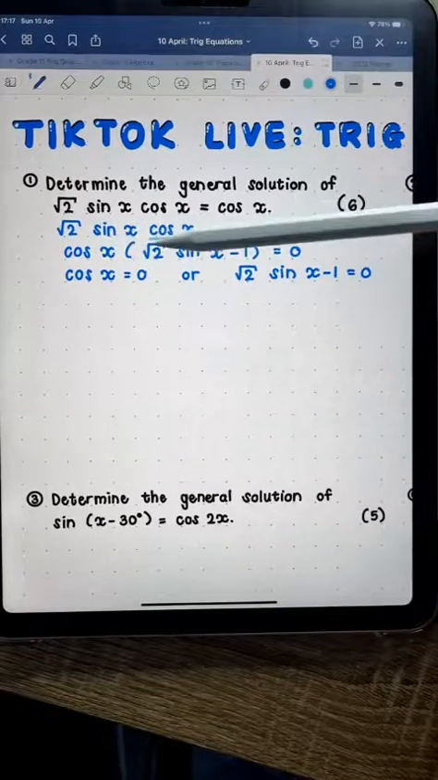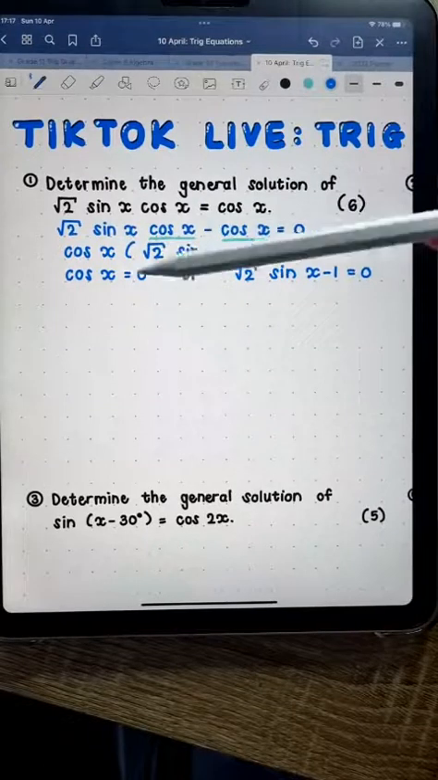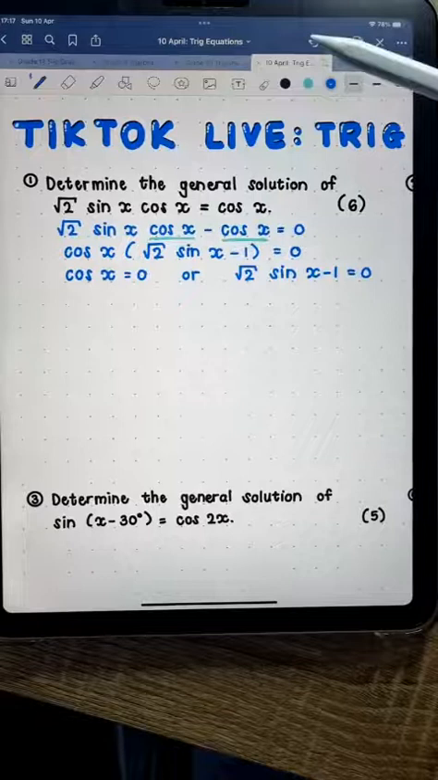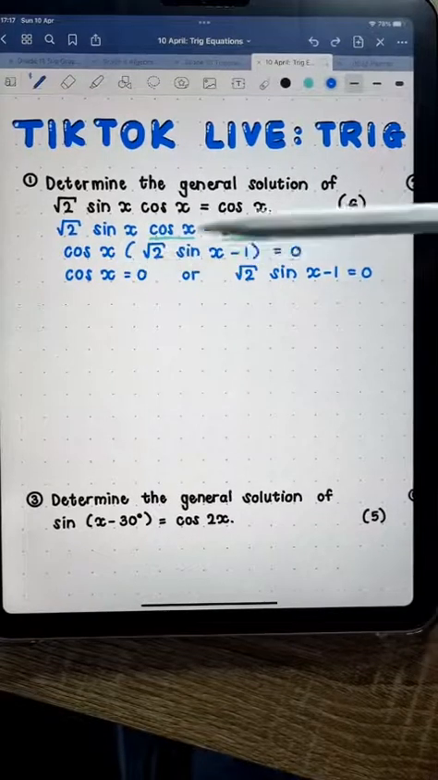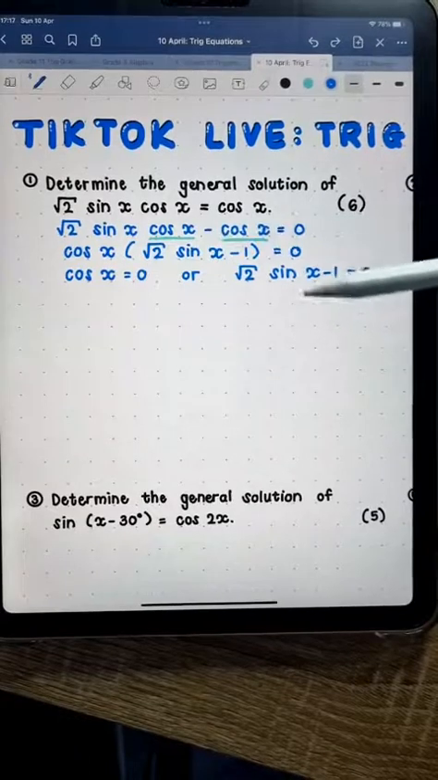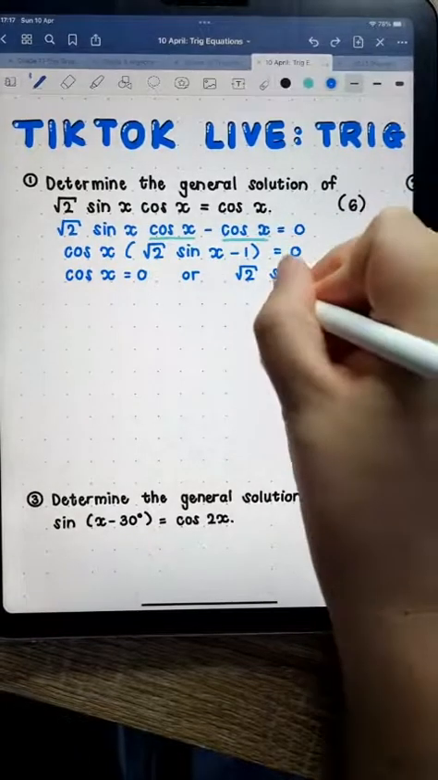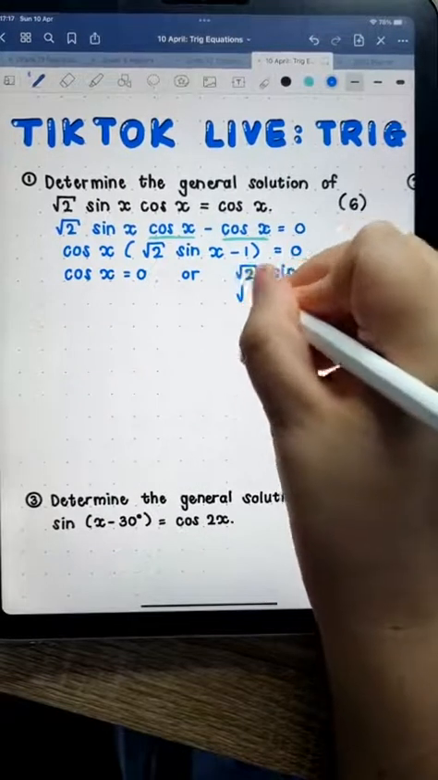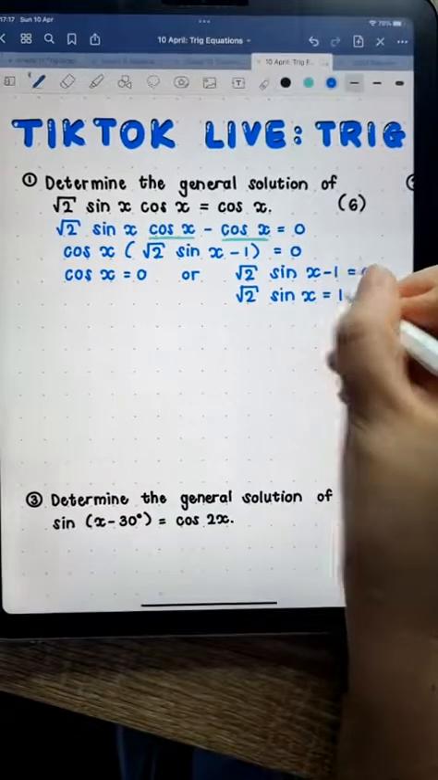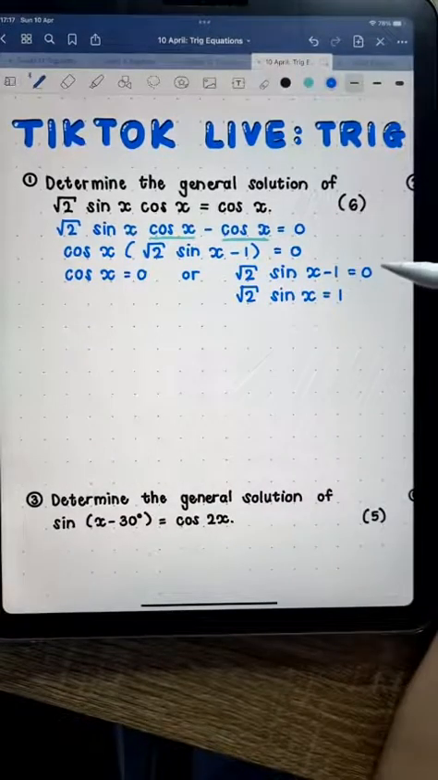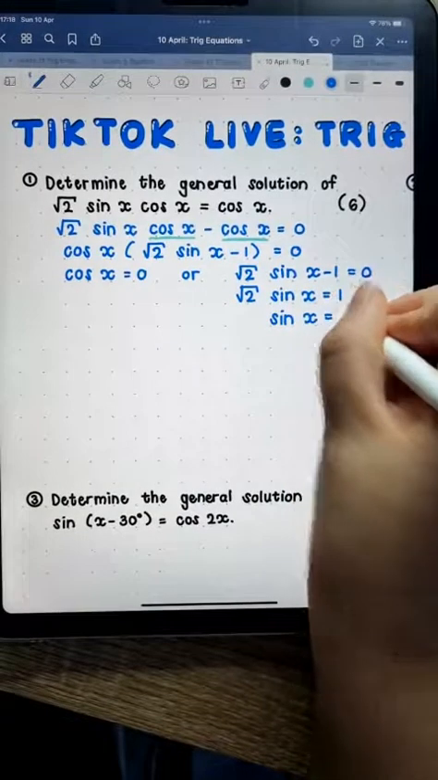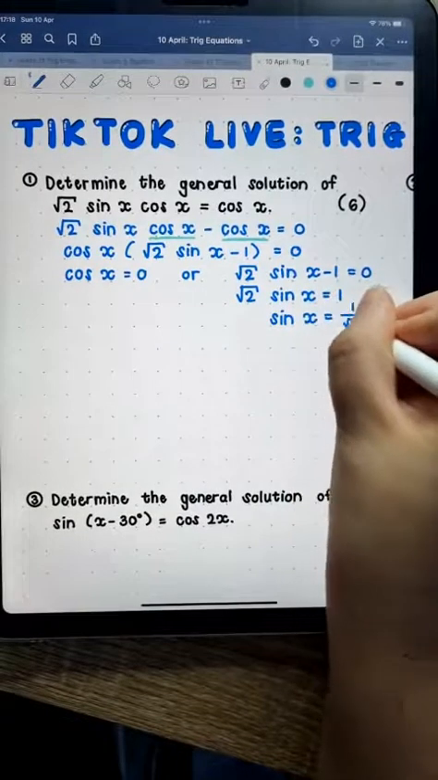Now we have a product of two expressions equal to 0. So we make both separate expressions equal to 0, like I have here. For cos x equal to 0, we are going to solve that just now. I'll do that next. But here, I just want to get sine x on its own first. So root 2 sine x is equal to 1, right? That negative 1 you move across becomes positive 1. So then sine x is going to be 1 over root 2.